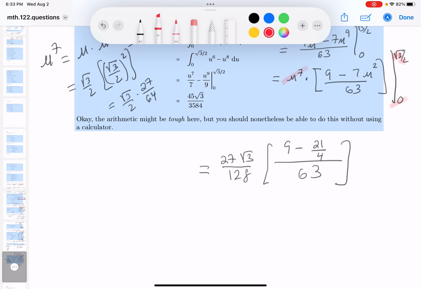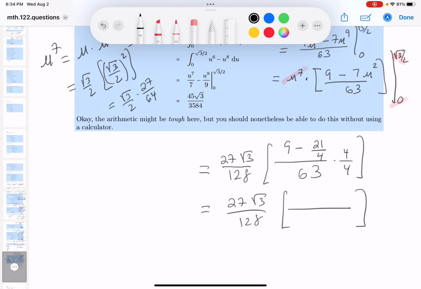So let's take a look. The first thing I'm probably going to do, let me get my eraser out, is multiply top and bottom of this thing by 4. And write that down. 27 root 3 over 128. 63 times 4, let's see, 240 and 12. So it's going to be 252. Wow, terrible number, huh? There's something about that number I like, though. All right, we'll get to it later. 9 times 4 is 36. Minus 4 times 21 quarters is 21.